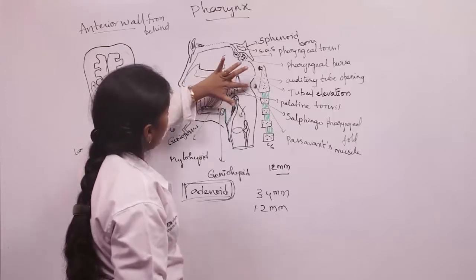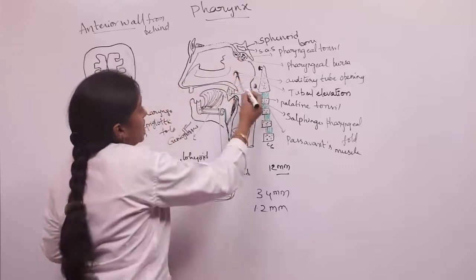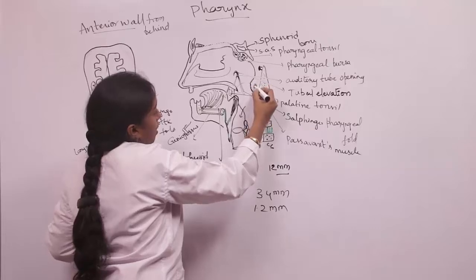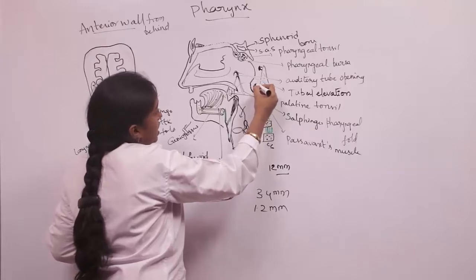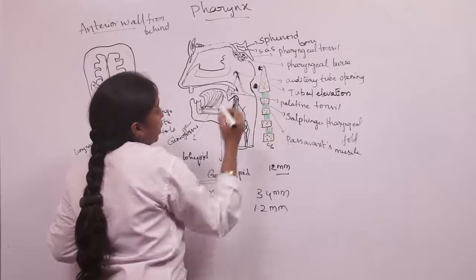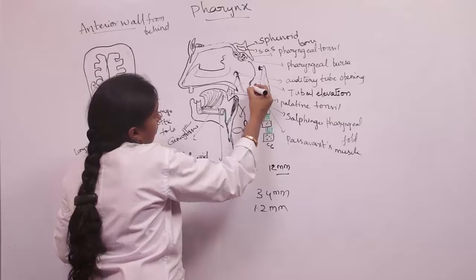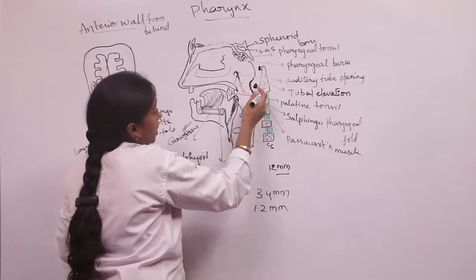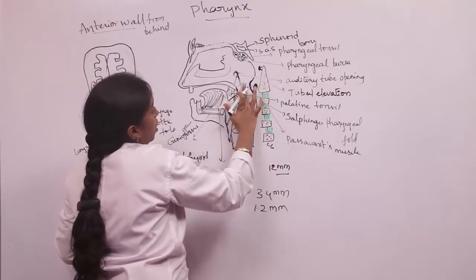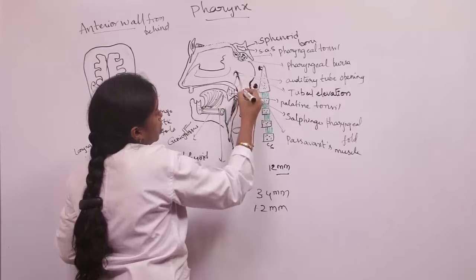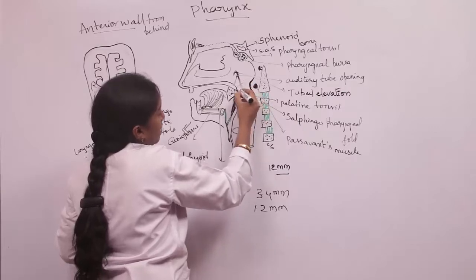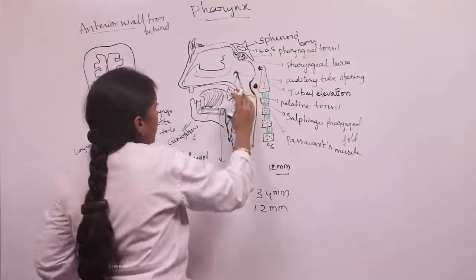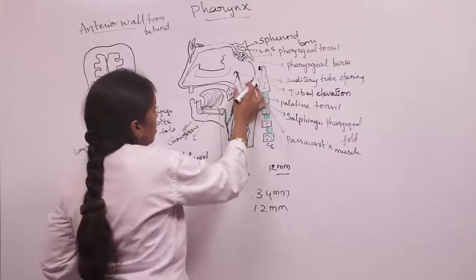This is the pharyngeal isthmus, which is bounded in front by the soft palate and behind by the Passavant's ridge, caused by the Passavant's sphincter, by the palatopharyngeus muscle. The Passavant's ridge is a mucous elevation situated behind the salpingopharyngeal fold. So this is the pharyngeal isthmus.